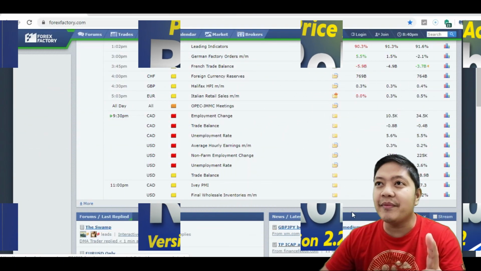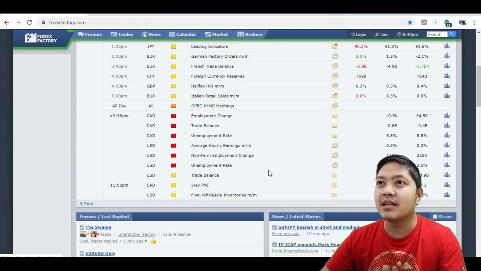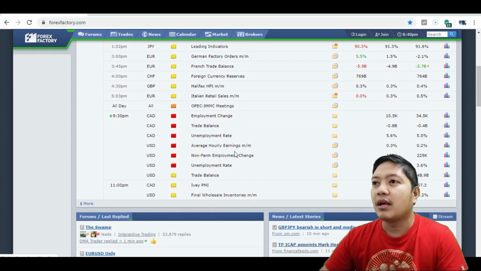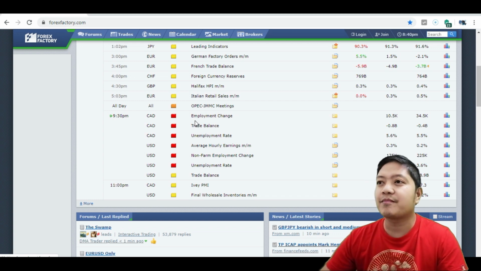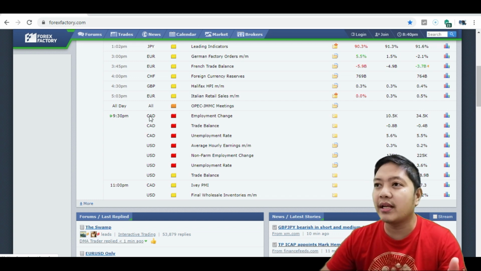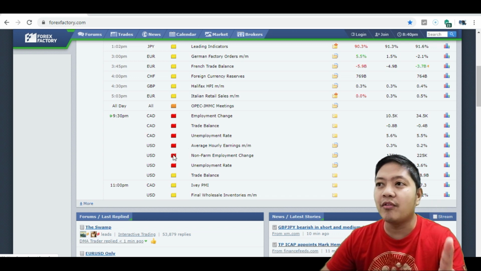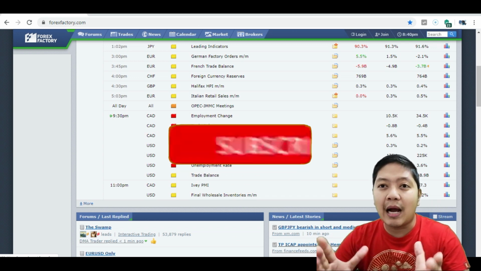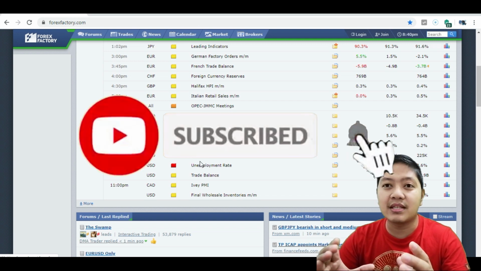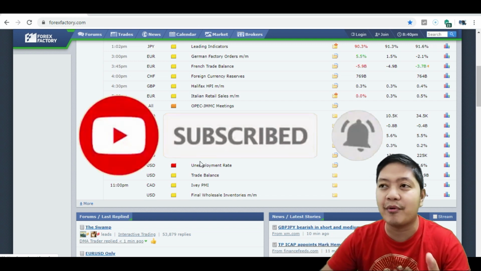Okay guys, on my screen, I will share with you forexfactory.com. There's a big news item on employment change for the Canadian dollar, and another one is non-farm employment change, or non-farm payroll, for the US. Coincidentally, both of these currencies release the news at the same time, right?